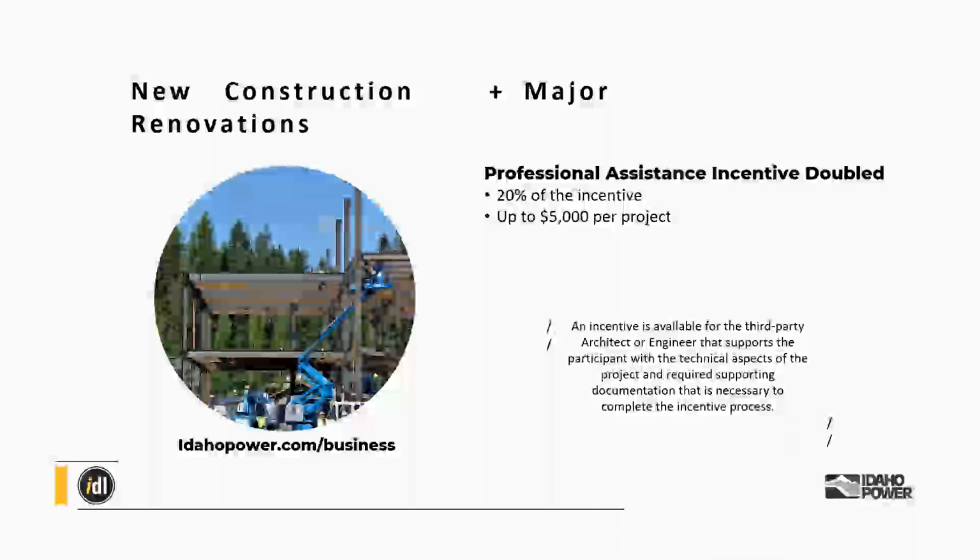There is a professional incentive program, so keep that in mind. If you as the architect or engineer are walking your client through the Idaho Power incentive program, you're filling applications on their behalf, you'll get paid up to 20% of their incentive, up to $5,000. That goes directly to you, not to the owner. It's directly to you, and it doesn't come out of the client's incentive.